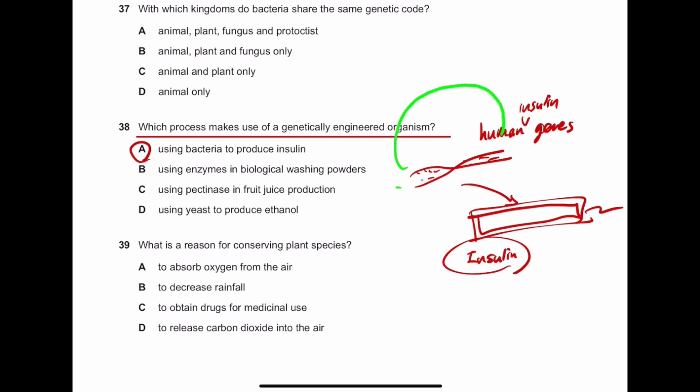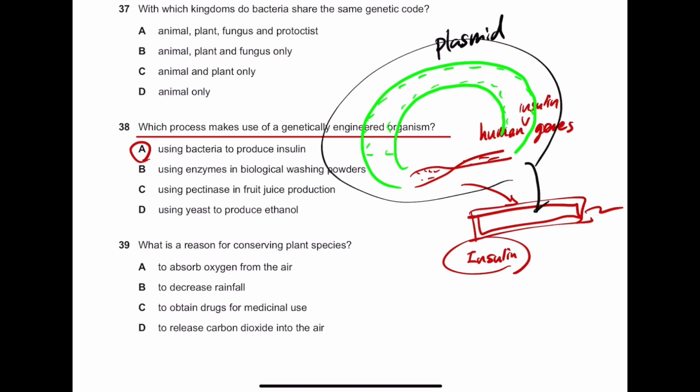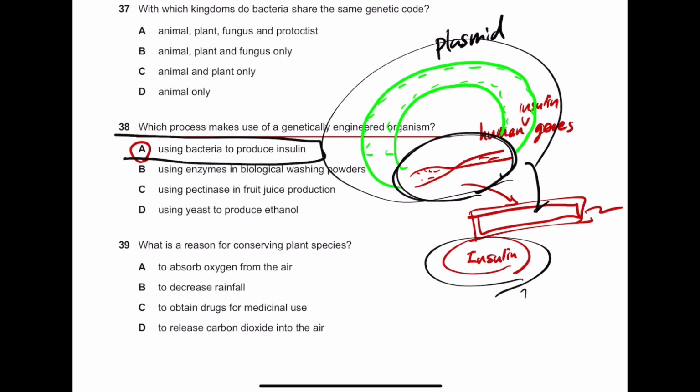human insulin genes, let's say, and we insert them in a bacterial plasmid. And we put the whole thing back into the bacteria, and the bacteria will make proteins based on what's written in the plasmid, and now it has a human insulin gene. So it's going to read it and make proteins according to the genes, and it's going to produce human insulin. So A is the correct answer for this one.